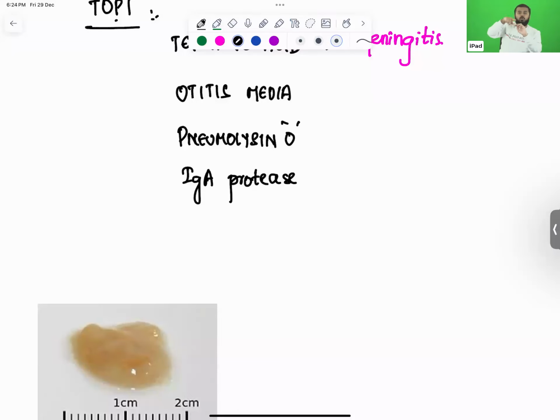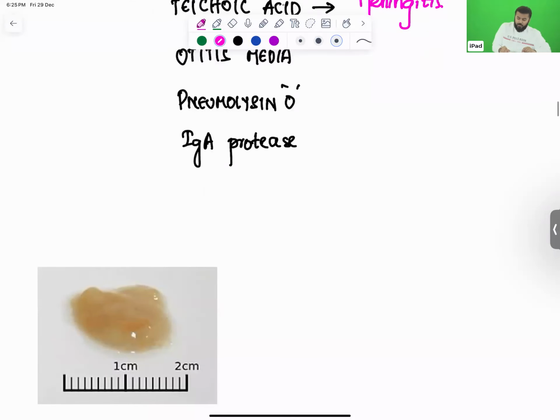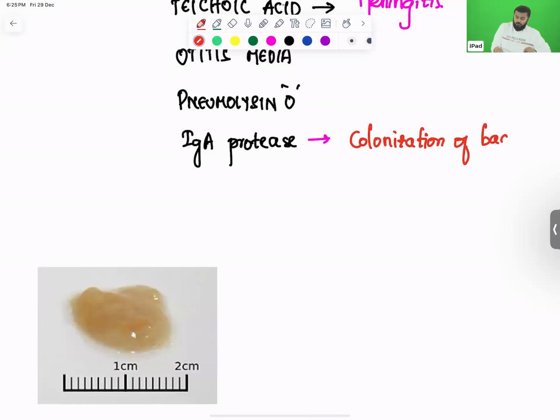Once the IgA is destroyed, is there anyone in the oral region to stop this bacteria? No. So the bacteria will happily colonize. Colonize means it will stay there and keep on dividing in the mouth. So what is the use of IgA protease? Very important question. IgA protease is useful for colonization of bacteria in the pharynx.